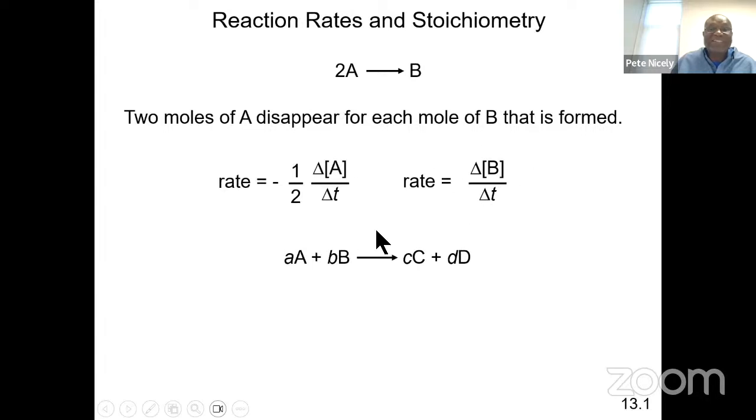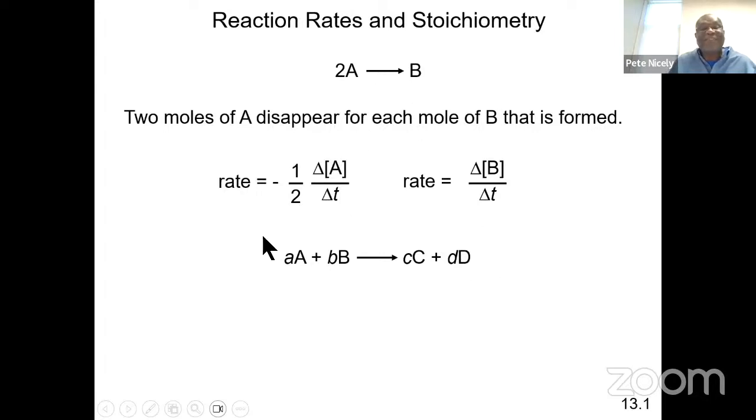What this is saying basically is that the rate of change of B in this reaction would be equal to minus half the rate of change of A in the same reaction because of the 2-to-1 ratio.